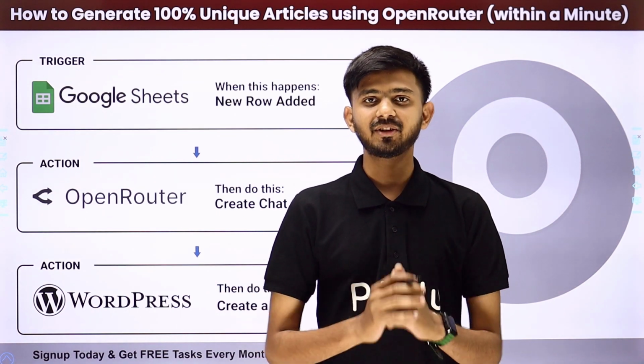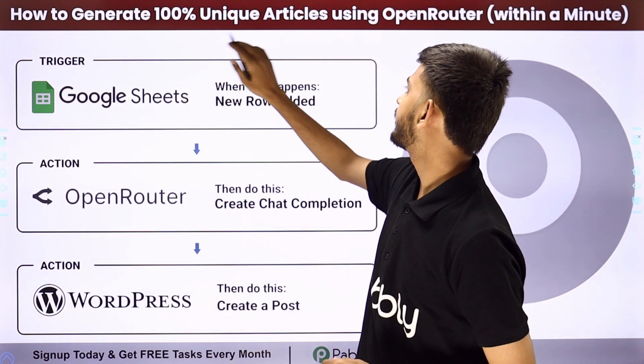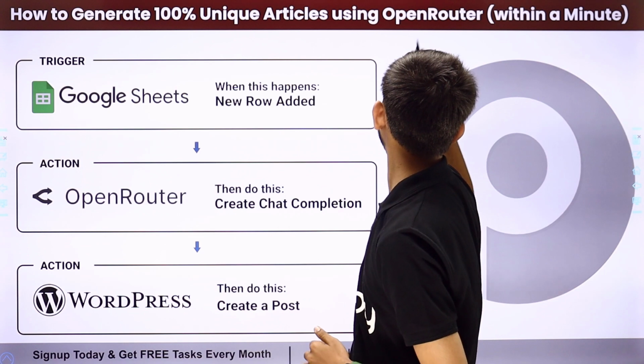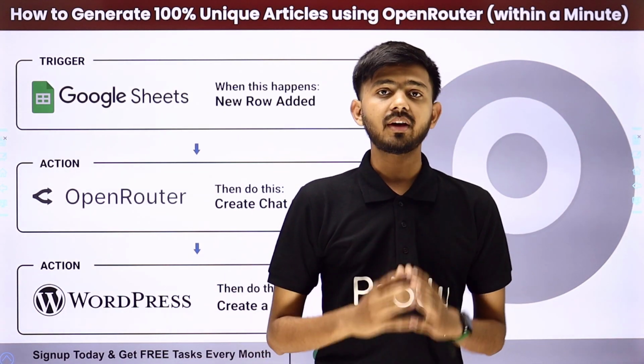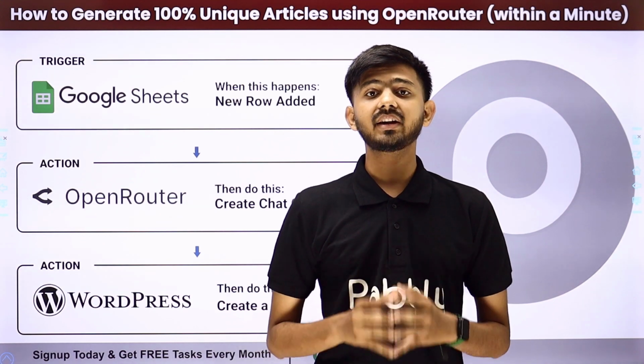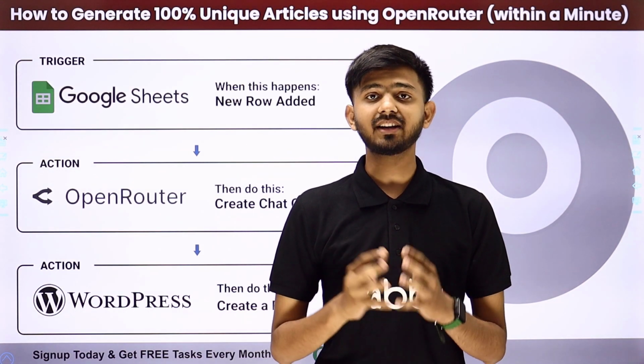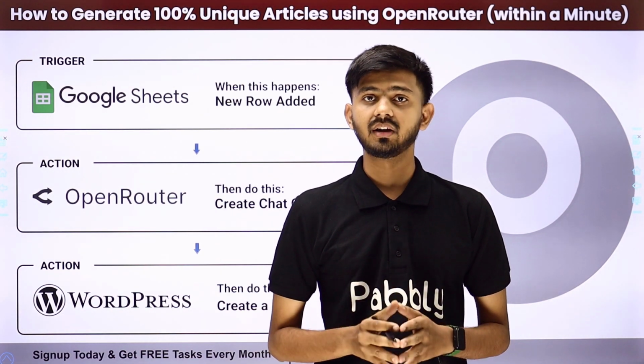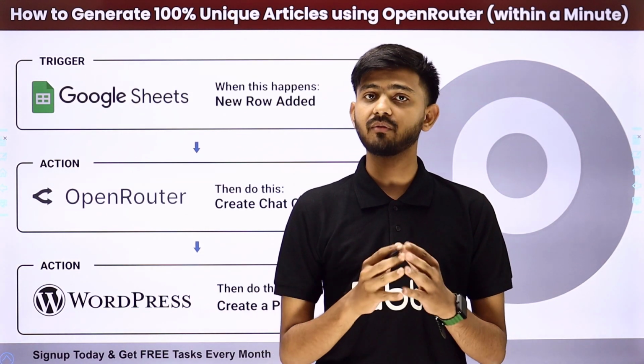Hello everyone, today our topic is how to generate 100% unique articles using OpenRouter within a minute. So today our objective is that whenever we get new topics on our Google Sheet, we want to create 100% unique articles for that topic by using OpenRouter. And we also want to post this on our WordPress account.